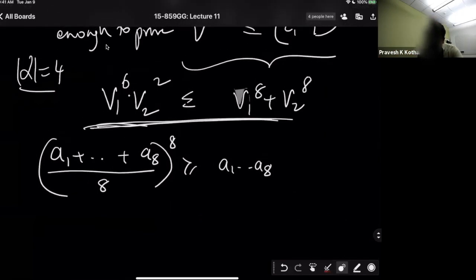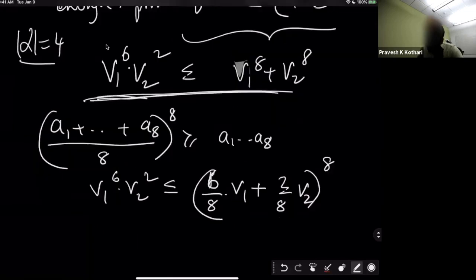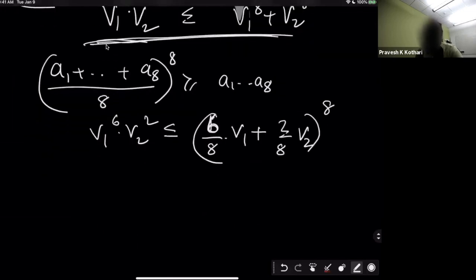Okay, so if I apply it with A1 through A6 set to v1 and A7 and A8 set to v2, then I get that v1 to the 6 v2 squared is at most 6 over 8 v1 to the 8 plus 2 over 8 v2 to the 8. And now, as Misha said, I actually need to prove that this is at most v1 to the 8 plus v2 to the 8.